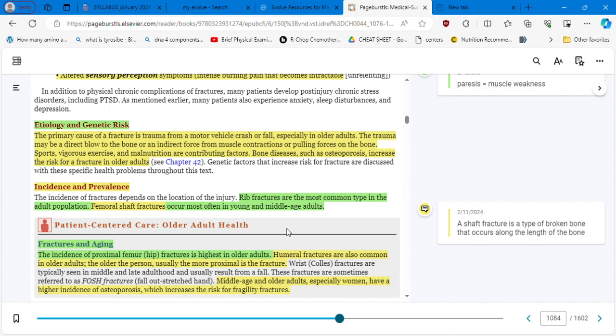Incidence and prevalence. Rib fractures are the most common type in the adult population. Femoral shaft fractures occur most often in young and middle-aged adults.